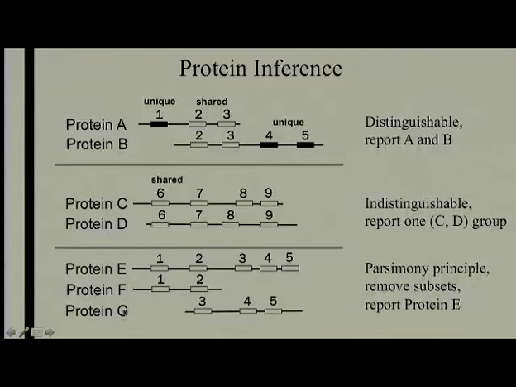Because we wanted to generate a minimal list of proteins that account for all the peptides, we would only report protein E in the final protein list. F and G are considered subsets of protein E, and they're discarded from the protein inference report.